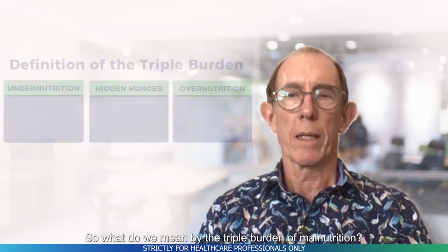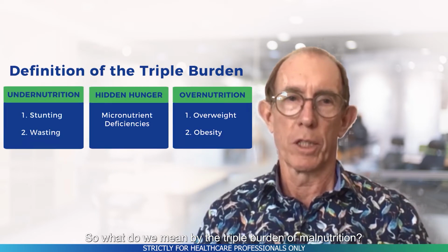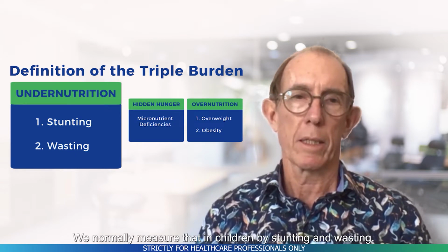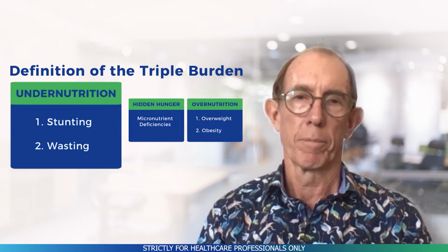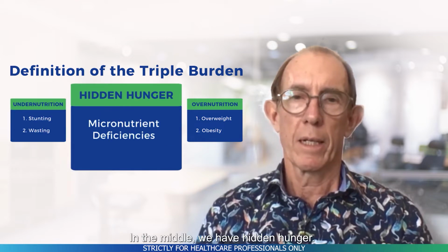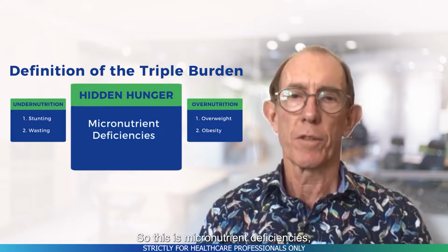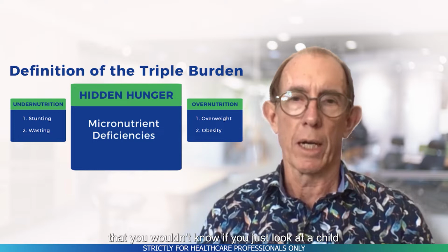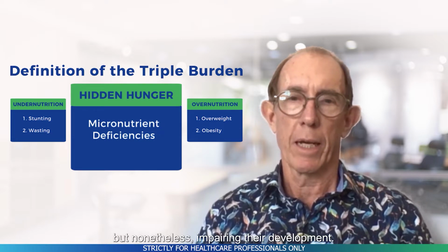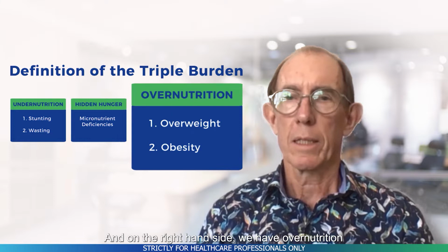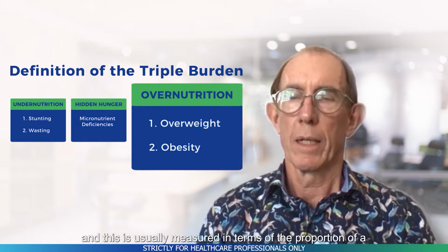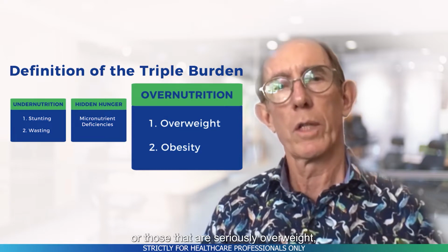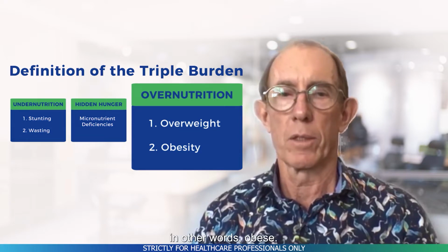So what do we mean by the triple burden of malnutrition? Look on the left-hand side, we have undernutrition. We normally measure that in children by stunting and wasting. In the middle, we have hidden hunger. So this is micronutrient deficiencies, vitamin or mineral deficiencies that you wouldn't know if you just look at a child, but are nonetheless impairing their development. And on the right-hand side, we have overnutrition. And this is usually measured in terms of the proportion of a population that's overweight, or those that are seriously overweight, in other words, obese.